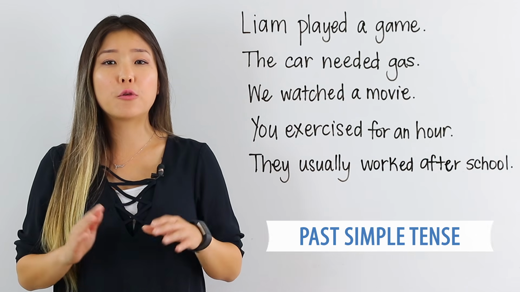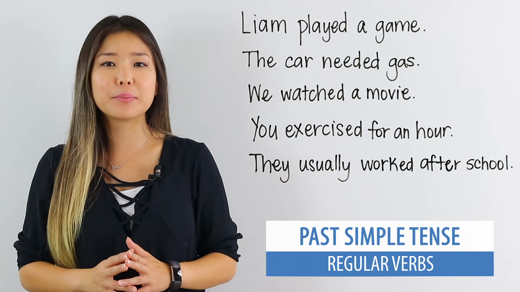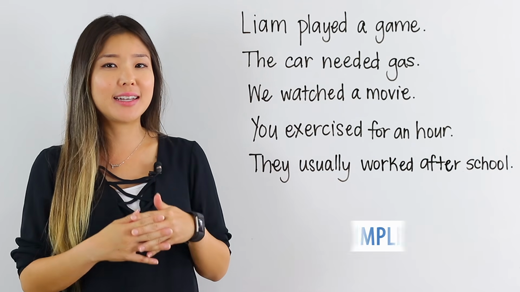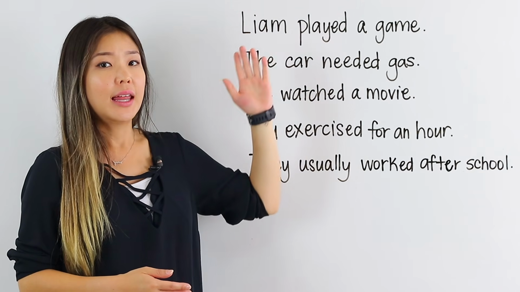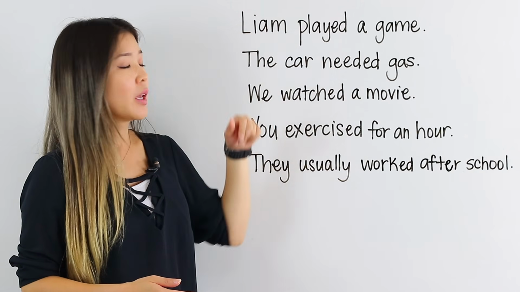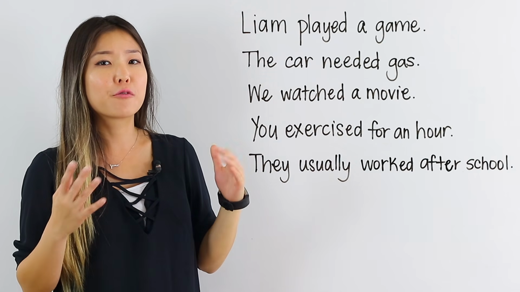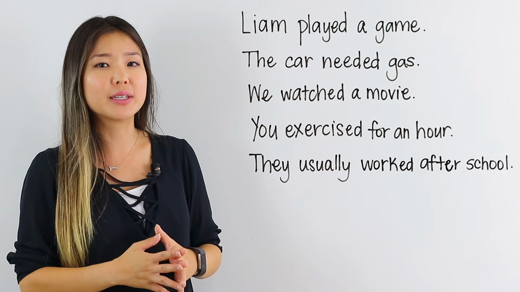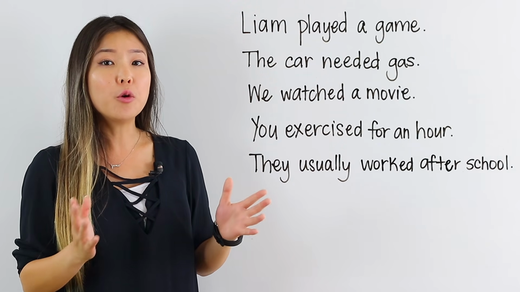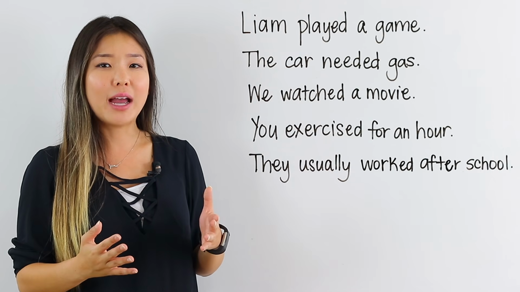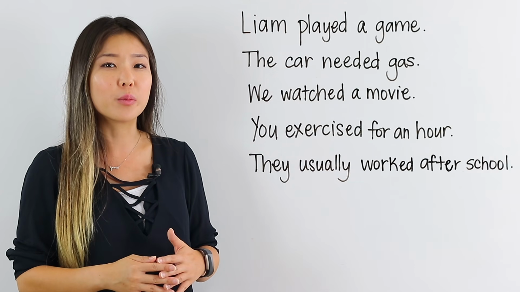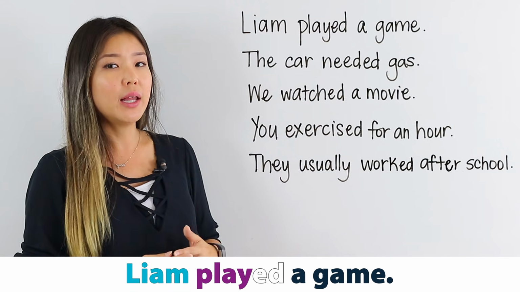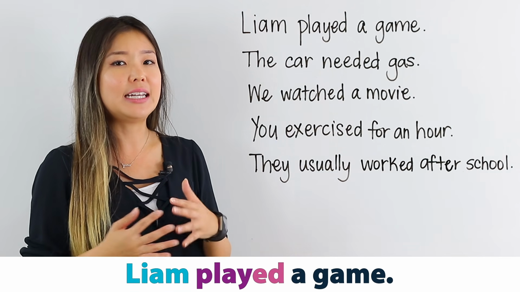Now, I will talk about regular verbs in the past simple tense. Take a look at these examples. Liam played a game. Liam is a he, but really it doesn't matter for regular verbs in the past simple tense because no matter what the subject is, all we have to do is add d or ed to the end of the verb. Here, the verb is play, so I added ed.